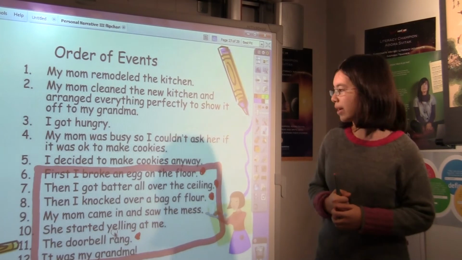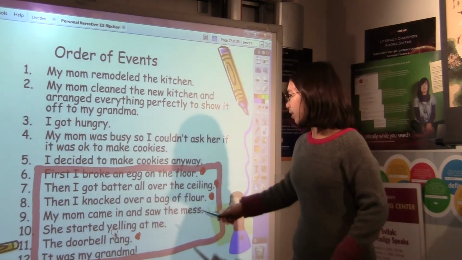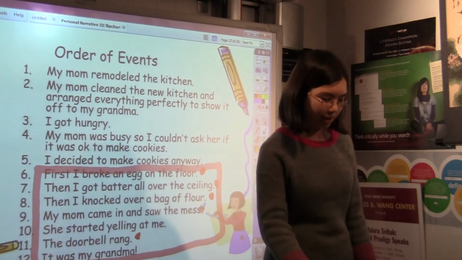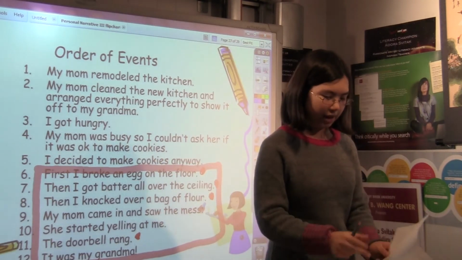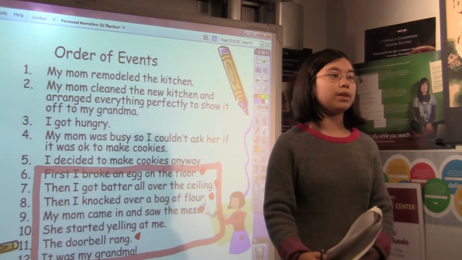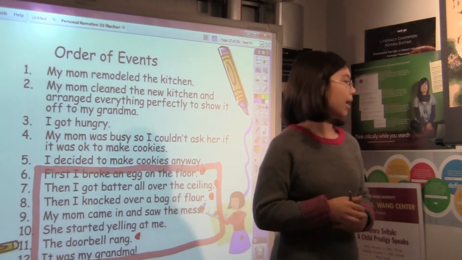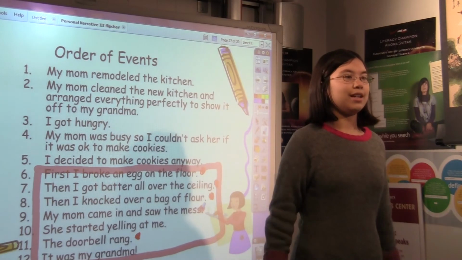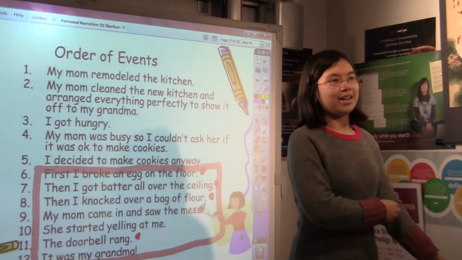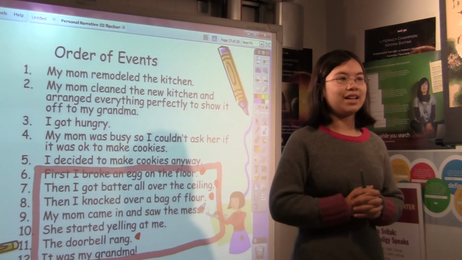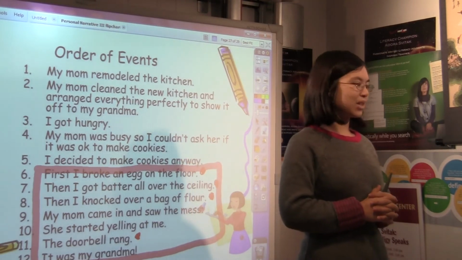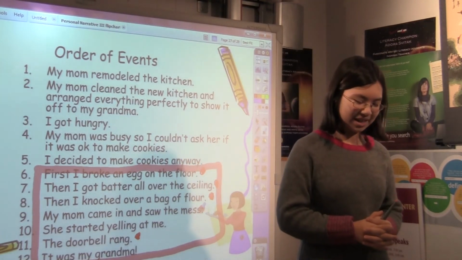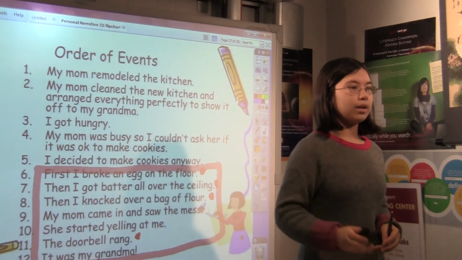An interesting point to start might be when your mom came in and saw the mess, and we actually had an example a lot like that. So you could start with your mom shouting at you, or you could start with grandma ringing the doorbell. I looked around me at the giant mess, my mom's red face exerted from shouting at me, and batter all over the ceiling. And my mom and I looked at each other in dread as my grandma walked in.